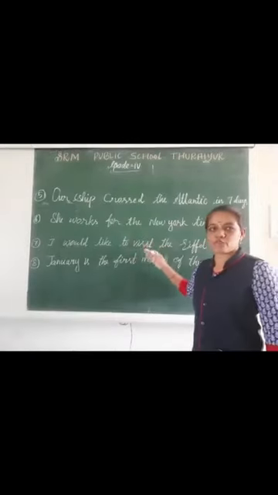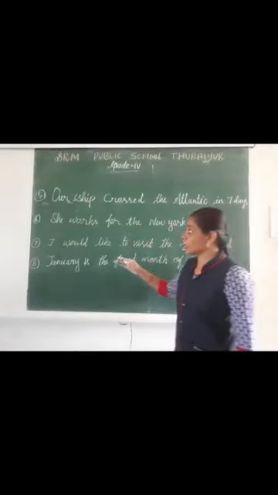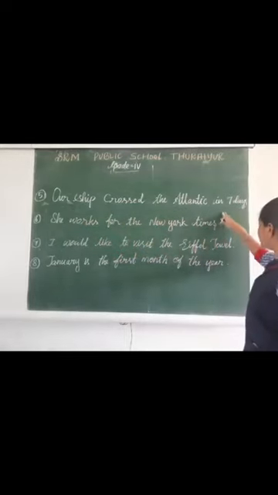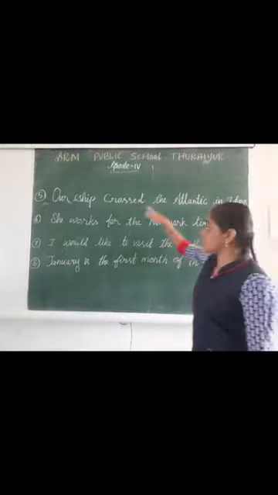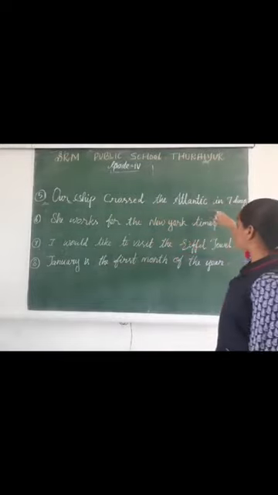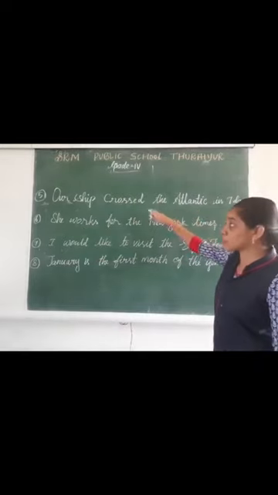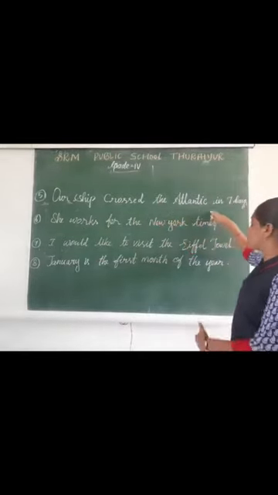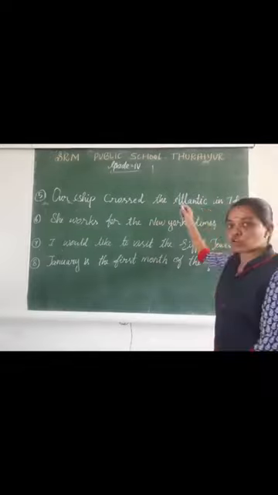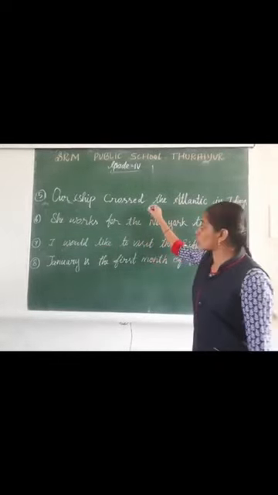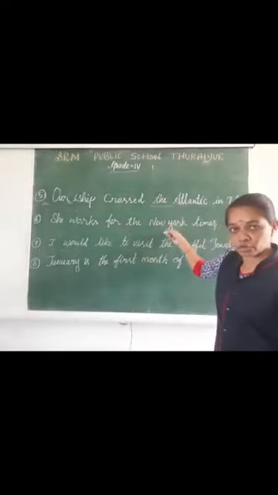Some more examples for the definite article. Our ship crossed the Atlantic in 7 days. Here, we used the before Atlantic. Here, Atlantic is mentioned as the ocean. Our ship crossed the Atlantic Ocean in 7 days. Before ocean name, ship name, river's name, we have to use the. Are you clear with this rule now? Shall we go to the next?